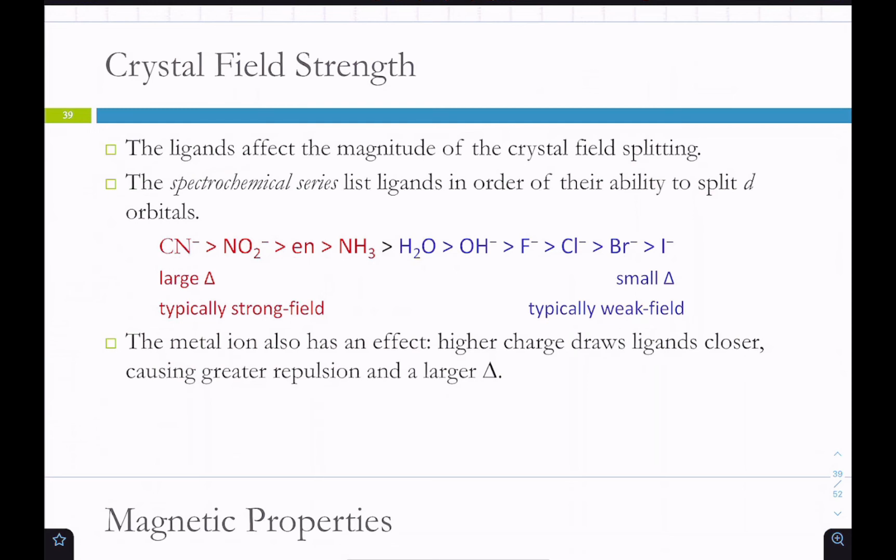And then the metal ion will also have an effect on how much splitting there is, because if you have a higher charged ion, like manganese 7 plus, that's going to have a much stronger attraction to the electrons on these ligands, which will draw them closer to its own orbitals, which will increase the crystal field splitting energy.